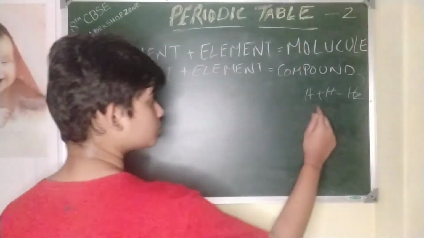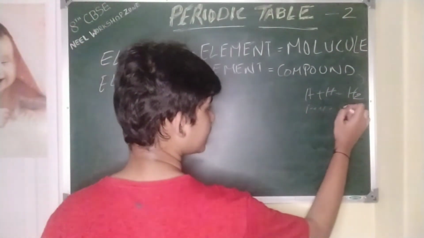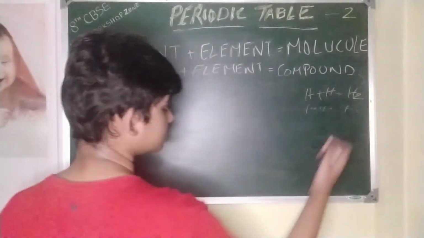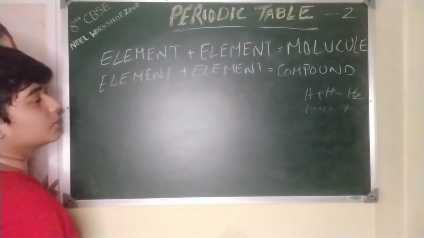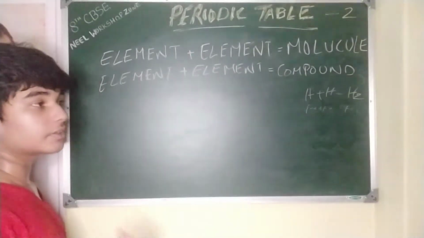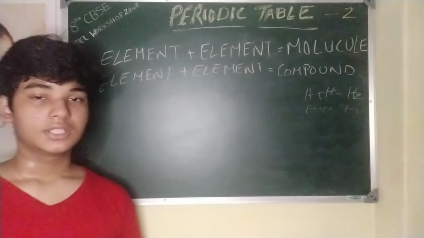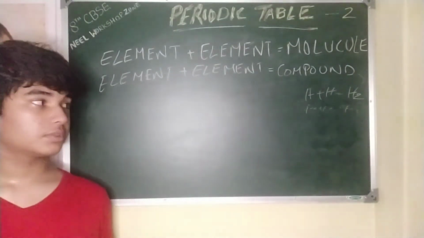For example, if you mix two iron, you get Fe2. So that is a compound. That is the difference between a molecule and a compound. This process is known as valency. So in this episode, we're going to talk about the types of elements.